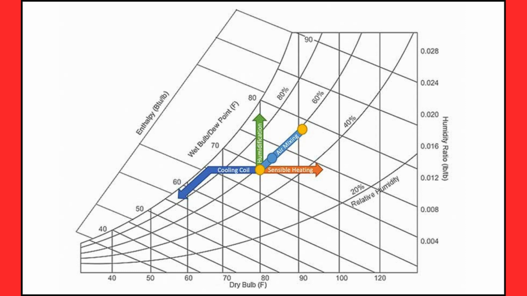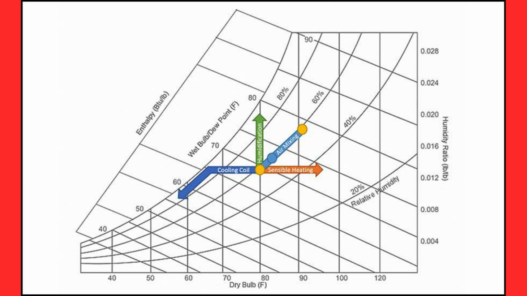Humidity ratio, HR, the mass of water vapor per unit mass of dry air. It represents the concentration of water vapor in the air. Relative humidity, RH, the percentage of the maximum amount of water vapor that air can hold at a given temperature. It indicates how close the air is to saturation.